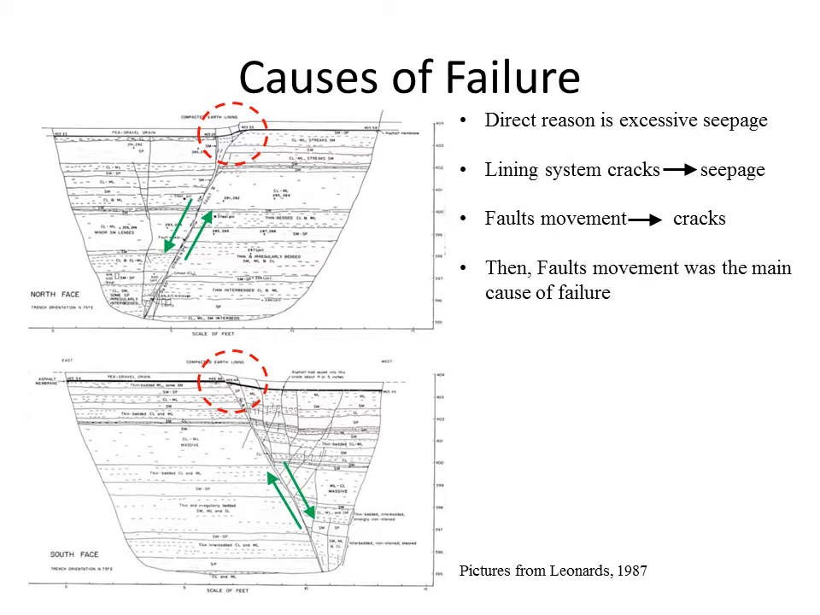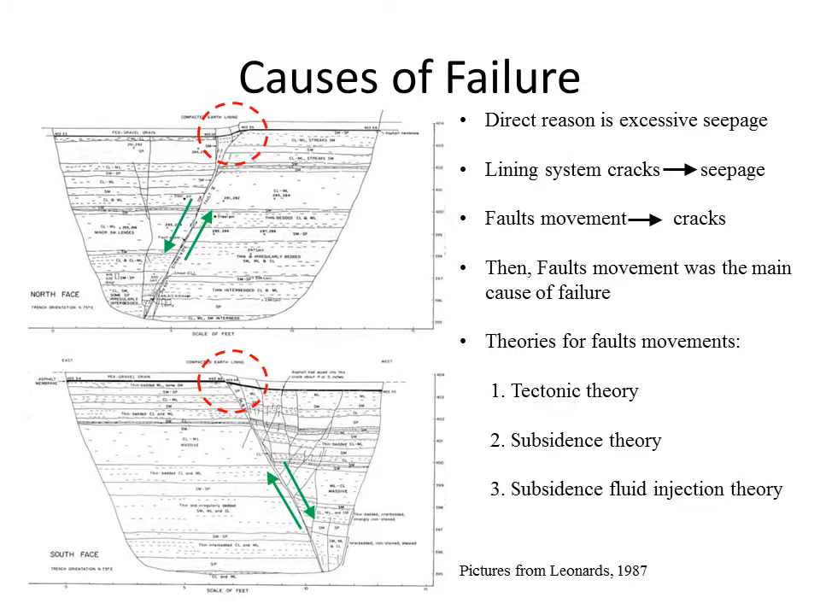Therefore, the main causes for the failure of Baldwin Hills Reservoir and Dam were attributed to the causes of such movements. 3 different theories attempting to explain possible reasons for generating fault movements along the reservoir fault were proposed. These 3 theories are the tectonic theory, the subsidence theory, and the subsidence fluid injection theory.